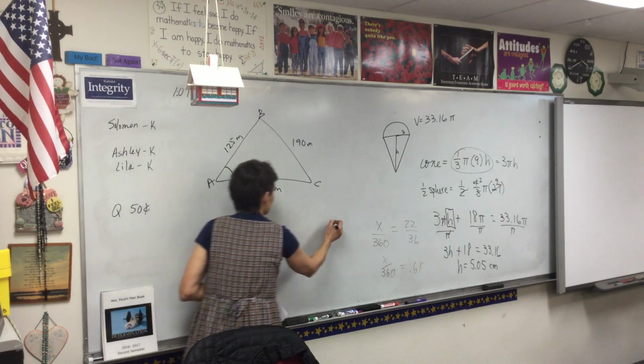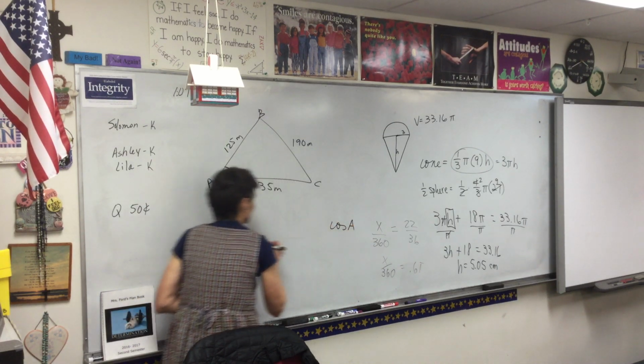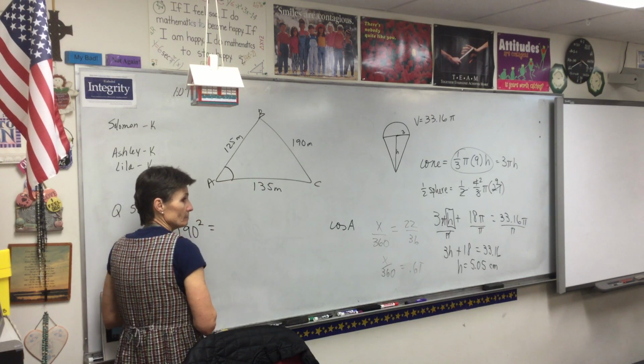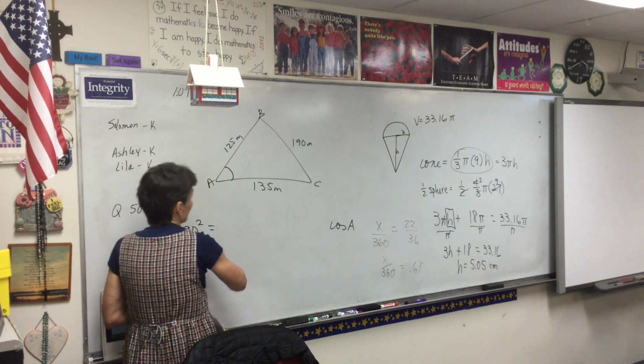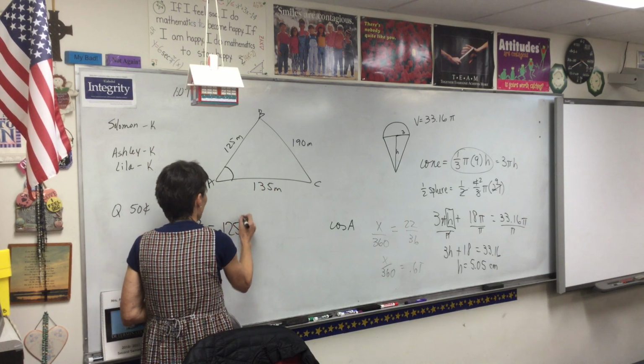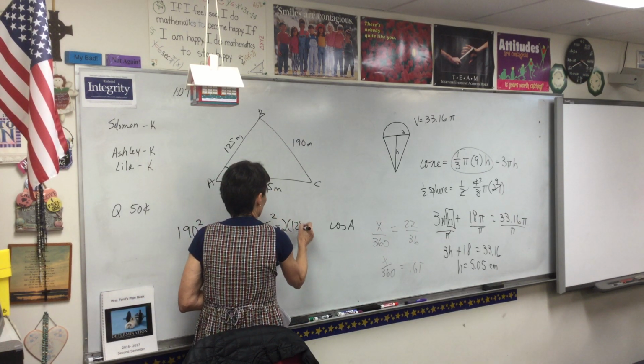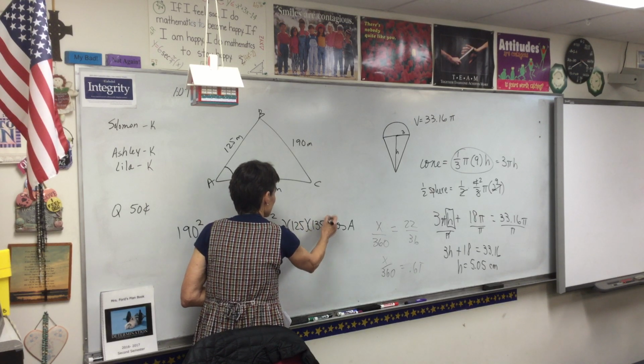I want A, so it's going to be cosine A. That means over here will be 190. And then 125, 135, 125, 135.